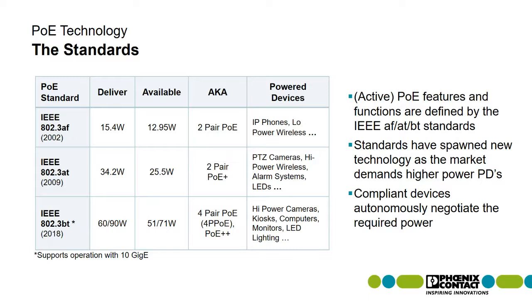More recently, in 2018, the 802.3bt standard was ratified, and this really took it to a whole new level. Two new types of PoE were added to the mix, basically a 60-watt and a 90-watt type, with a minimum availability of 51 or 71 watts at the end device. Now they're using all four pairs for PoE with the BT standard. Some people call this PoE Ultra, PoE Plus Plus, whatever the case may be. It is high-powered PoE.